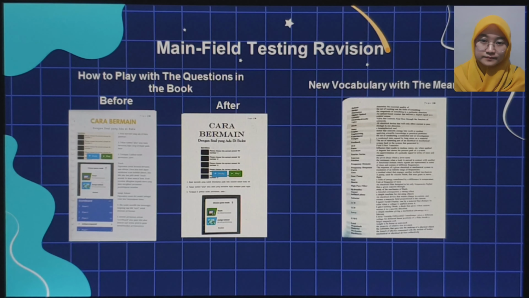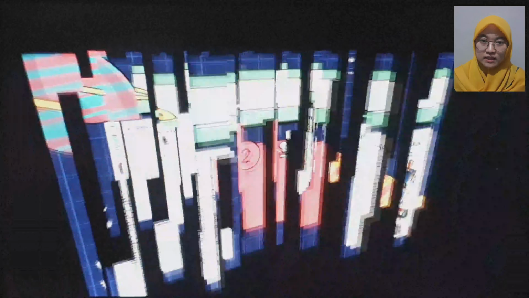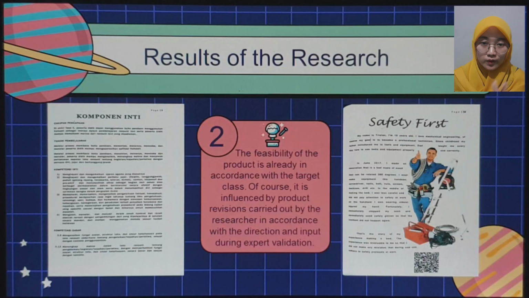Okay, next. About the feasibility. In the feasibility, there are three categories: content, presentation, and language. The content presented in the product can be categorized as feasible. The gamification guideline using Kahoot to learn reading comprehension is in accordance with the material taught at 10th grade level. This can be seen in the result of the questionnaires that were shared previously during operational field testing.